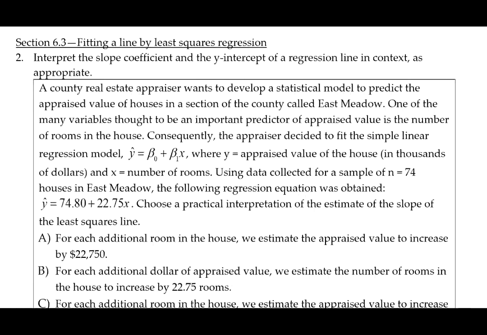The slope coefficient in a regression line is the same thing, except that it's not an exact rate of change. It is a predicted or an average rate of change. Because when we're dealing with a regression line, we're thinking about real life data, and there's variability. Not all of the points are going to fall exactly on the equation of the line.